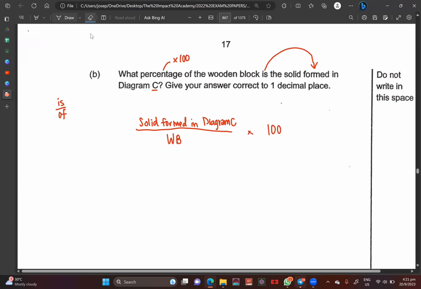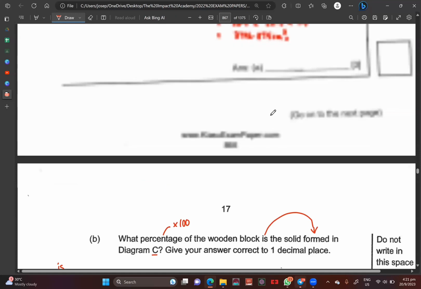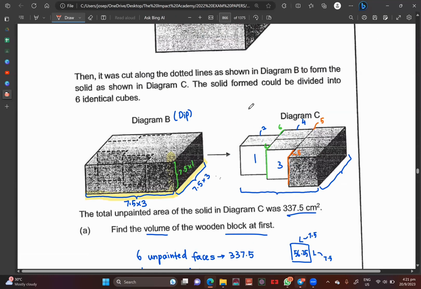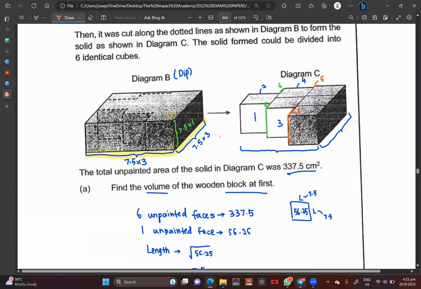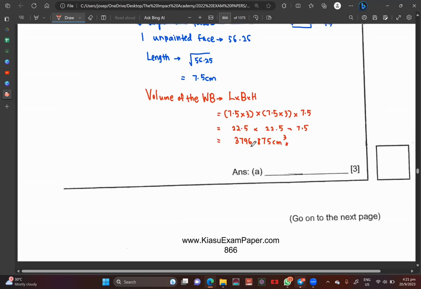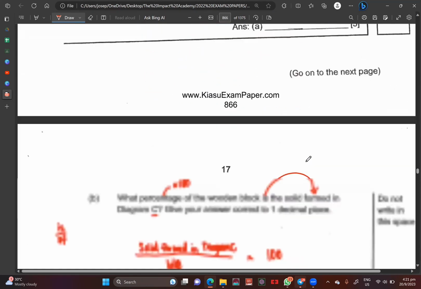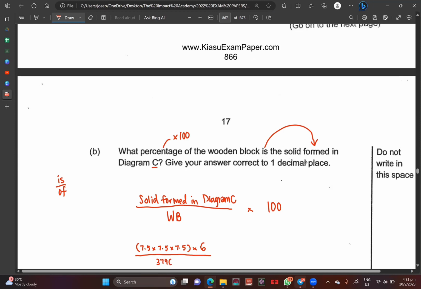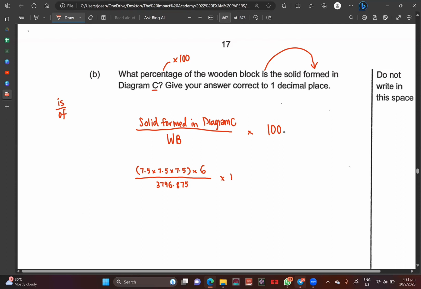To find the solid form in diagram C, I need to go back to the diagram, and I see that there are 1, 2, 3, 4, 5, 6 cubes in total. We know that the volume of 1 cube is 7.5 times 7.5 times 7.5, isn't it? This is 1 cube, but since I have 6 cubes in total, I have to times 6, over the wooden block, which is the total. As you can see over here, it is 3796.875. And definitely what I have to do is times 100.